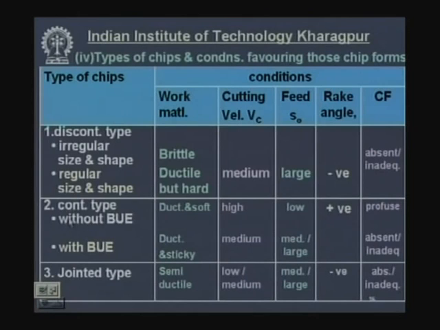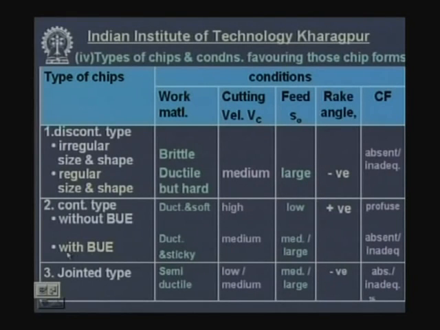Now, when this continuous type chip without built up edge develops, this is the ideal. The work material is ductile and soft like mild steel, aluminum, say brass, cutting velocity normally high, feed should be low or medium, rake angle favorably positive, and cutting fluid profuse, cutting fluid applied.